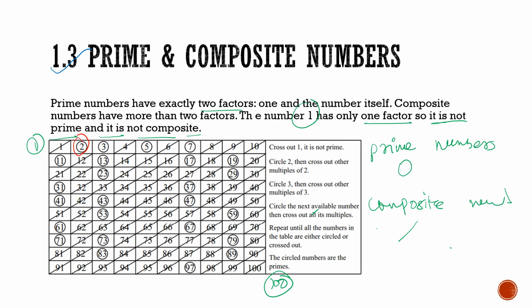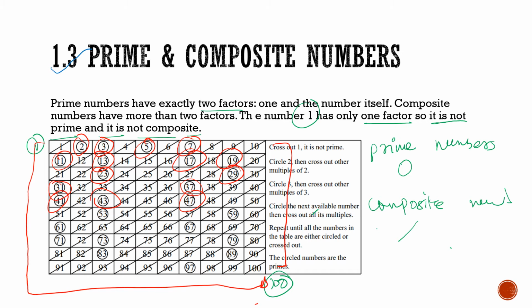We have 2, 3, 5, 7, 11, 13, 17, 19, 23, 29, 31, 37, 41, 43, 47, all the way to 100. And the ones that are cancelled are all composite numbers because they have more than two factors, right? Now it's good if you're able to memorize all the prime numbers from 1 all the way to 100, that'll be really good.